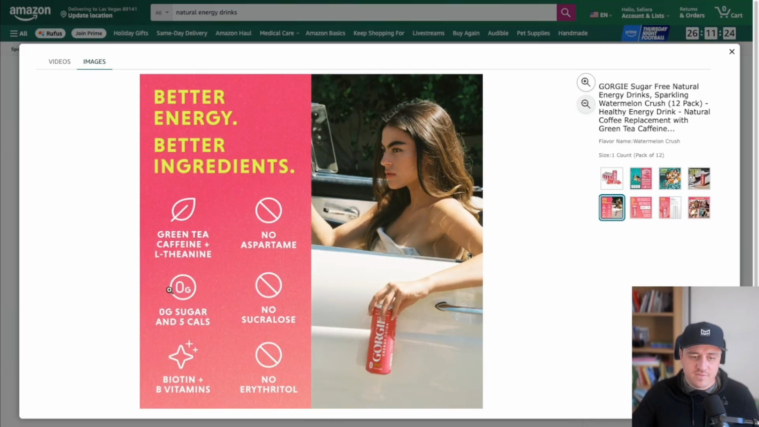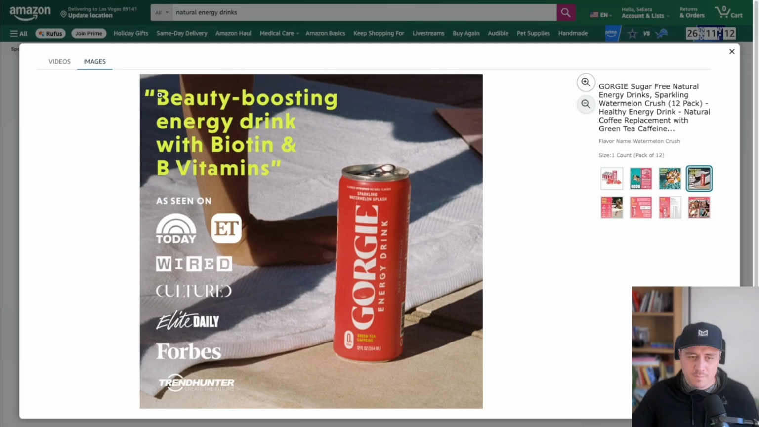Green tea, caffeine, L-theanine, geosugar, 5 calories, biotin, vitamin B. And we see that here as caffeine. We got a bit of a quote here from some publications.